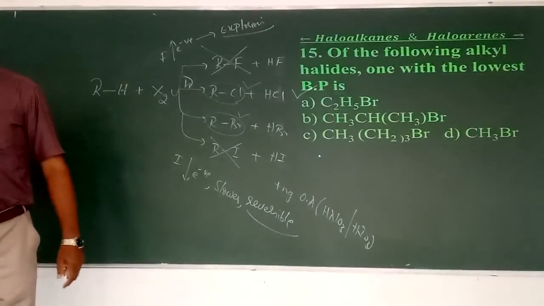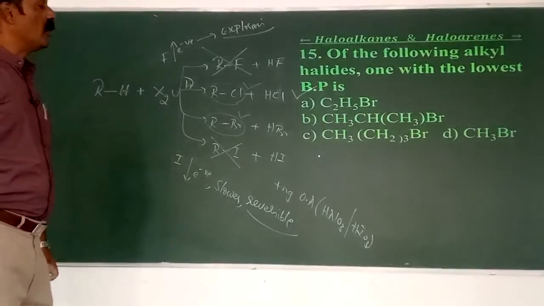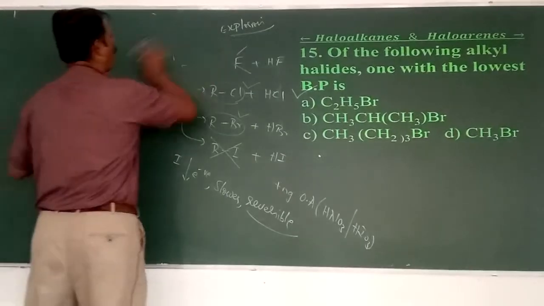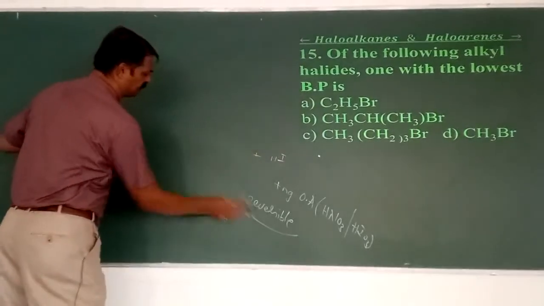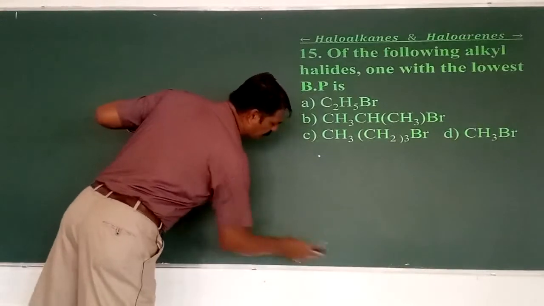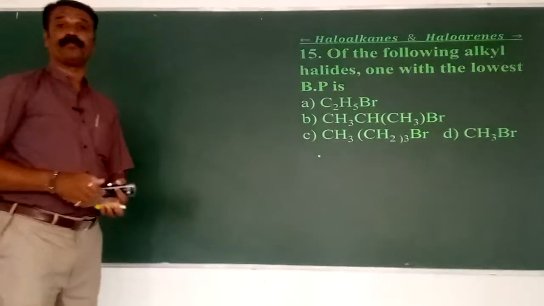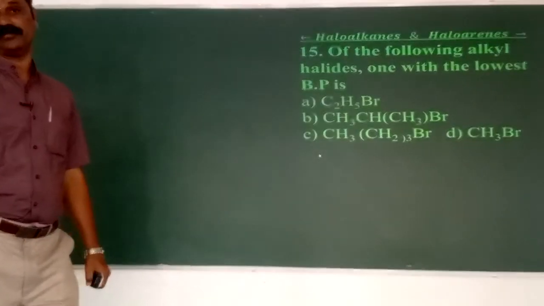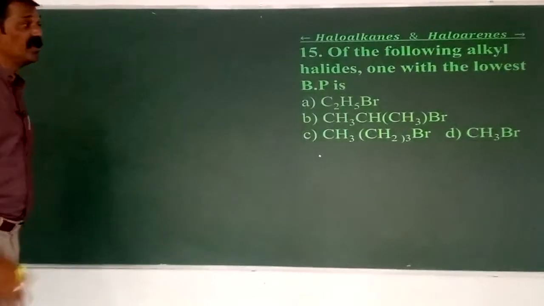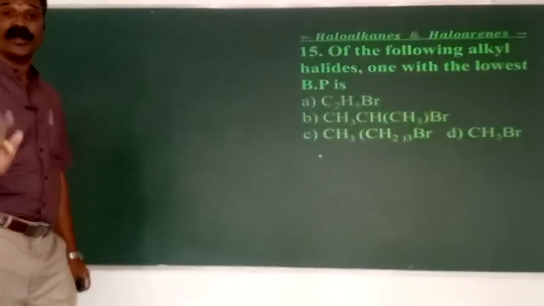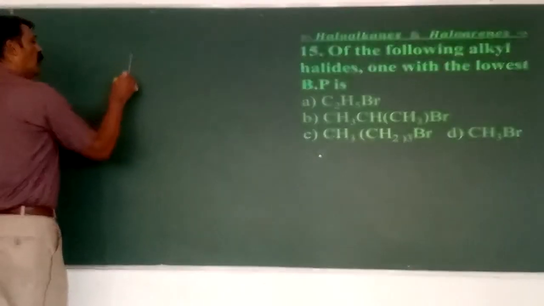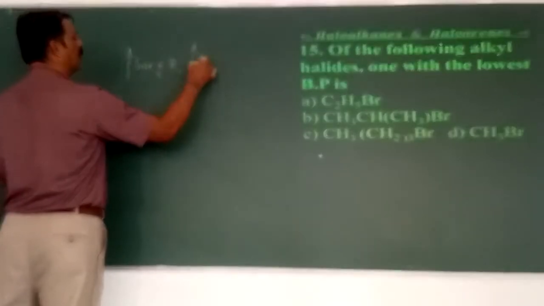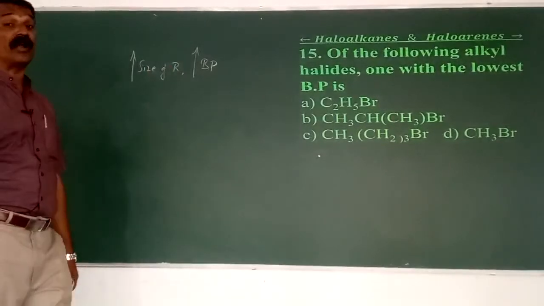Next we will move to the 15th. Of the following alkyl halides, which one has the lowest BP? Boiling point depends upon hydrogen bonding, dipole-dipole interaction, or weak van der Waals interaction. There are three different possibilities. Here haloalkanes means you are having polarity. The larger the size of the R group, the higher the BP. First you have to remember that, because there are more van der Waals interactions.